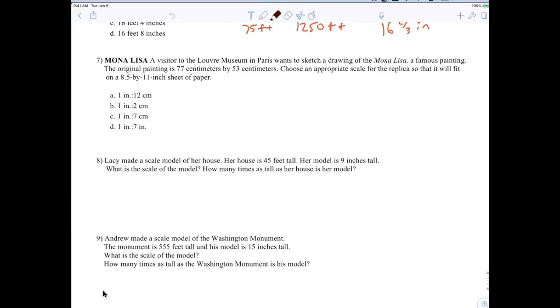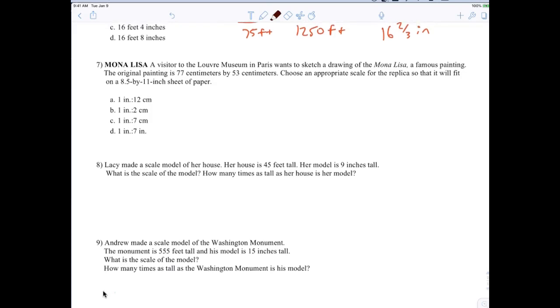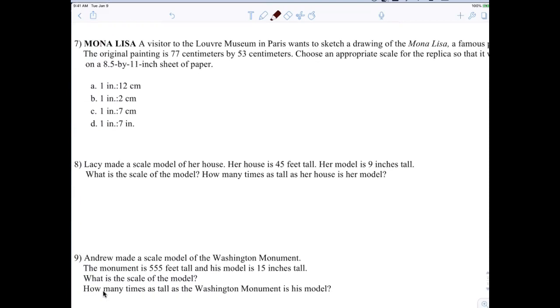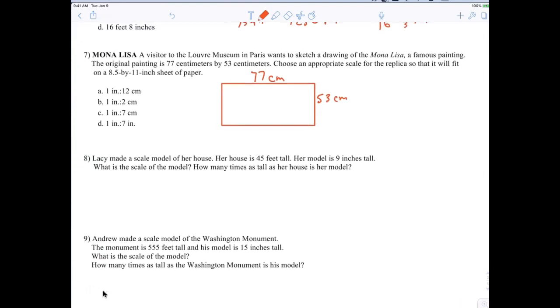Oh yeah, now this is the one I actually saw on an SAT and an ACT, something very similar to this. All right, so I want everybody to take a look at this and make sure you're good. Sorry about that. All right, so the original painting is 77 by 53. So I want you to kind of draw it out so you can understand what I'm saying. All right, so if we said this was 77 centimeters and this is 53 centimeters. So we want it on an 8.5 by 11 inch.